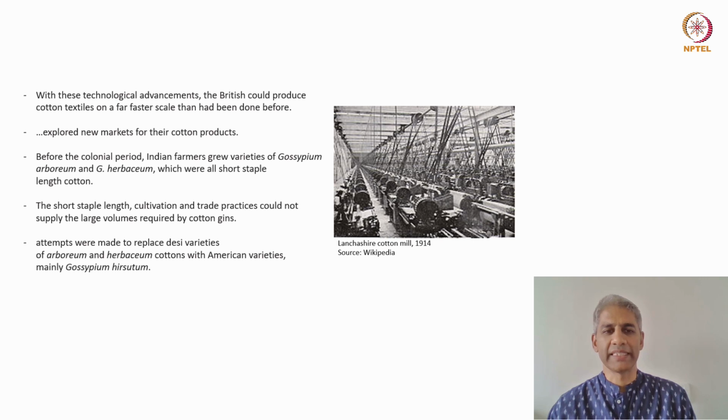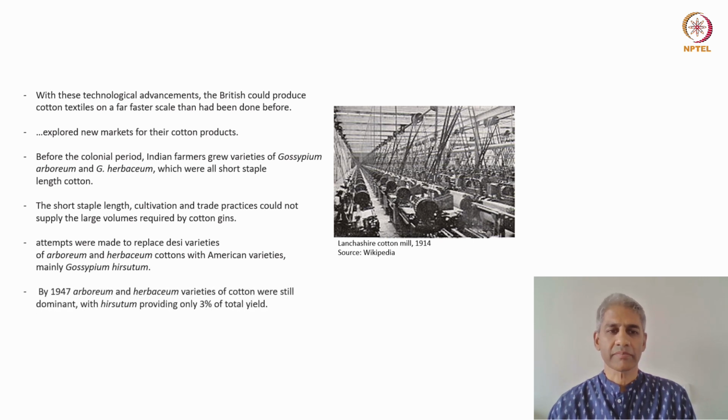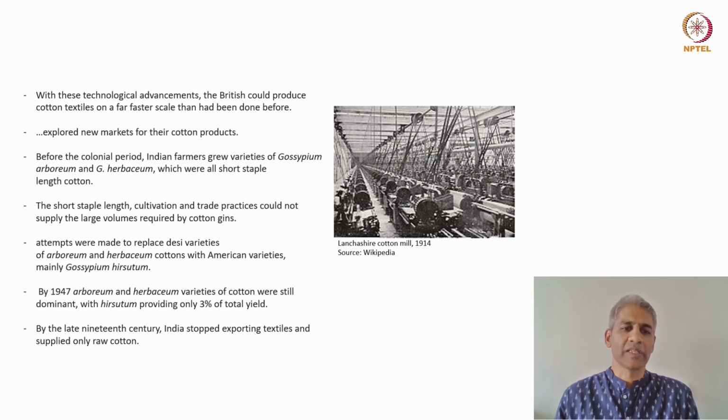But it didn't actually take. So what happened was by 1947 we were still only growing arboreum and herbaceum, with hirsutum providing only a small percentage of the total yield. But the other thing which happened was that we stopped producing textile and we only started supplying raw cotton to the mills.